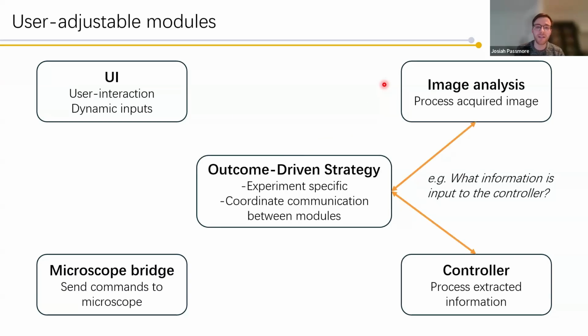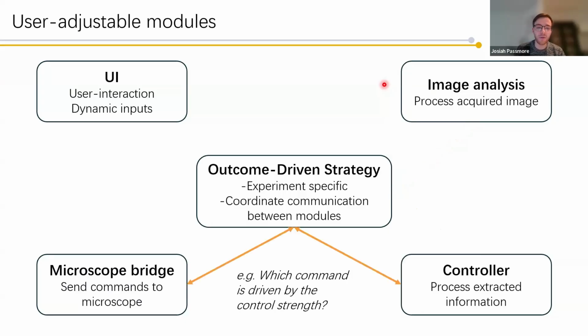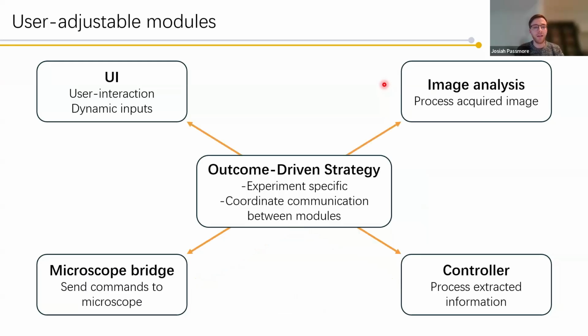Or to link these two, you need to know what information is taken from the analysis and input to the controller in order to get it to do its thing. The controller will output a control strength, so we need to be able to convert this control strength into a specific command. So this could be the intensity of the light, or it could be where you illuminate with your optogenetic parameters, or something else like the frequency of the light, for example. And so all of these are our requirements and our idea about how such a platform could work.